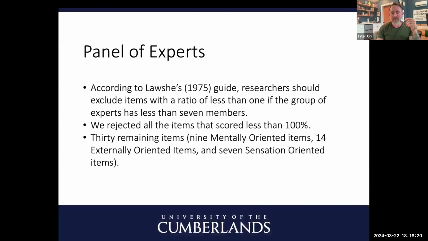This was pretty easy for our study because according to Lawshe's guide, researchers should exclude items with a ratio of less than 1, so 100%, if the expert group has fewer than 7 members. So we had 5 in each group. This was the easiest analysis for the whole thing, because if you didn't get 100% consensus, we threw the item out. And that reduced it down to 30 items. It went from 196 to 30. You would not believe how hard it is to get 5 people to agree on words, right? But that was cool. So that took out a lot. So we wound up with 9 mentally oriented items, 14 external, and 7 sensation.